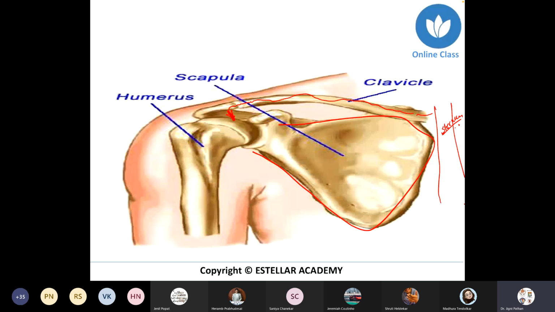Clavicle is the bone which is present. See, just touch your neck, everyone. When you come down, which bone do you find? You find one bone on both sides, right and left, which is going to your shoulder. When you touch your neck and keep coming from the neck to the shoulder, you will find one bone that is going towards the girdles. It is going toward the forelimb, the hand. Do you agree with me? That is the clavicle. So where is the clavicle present? Now tell me.